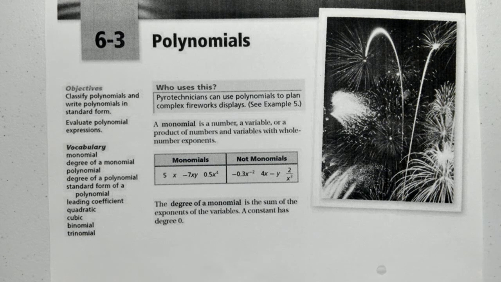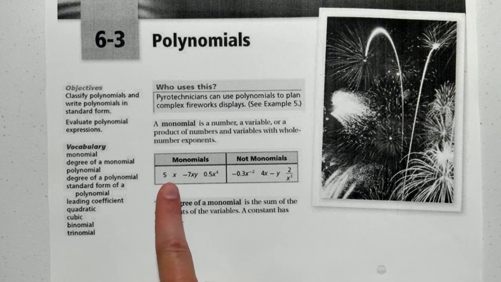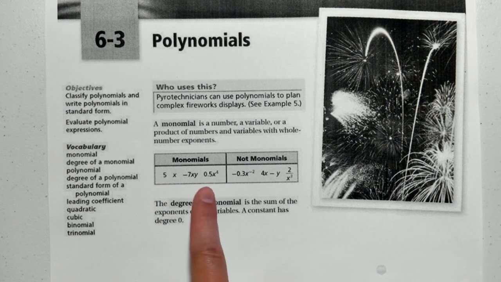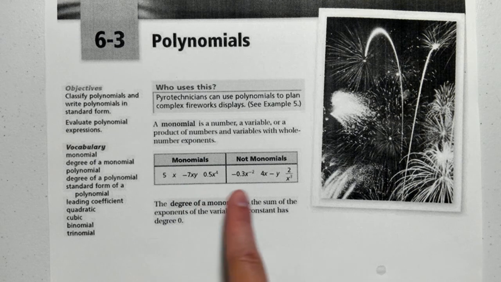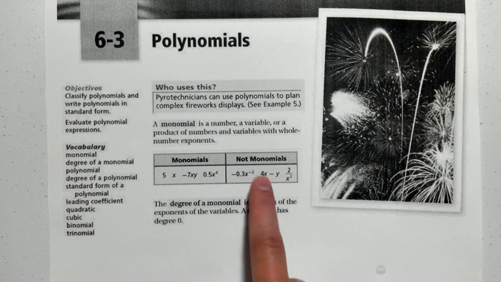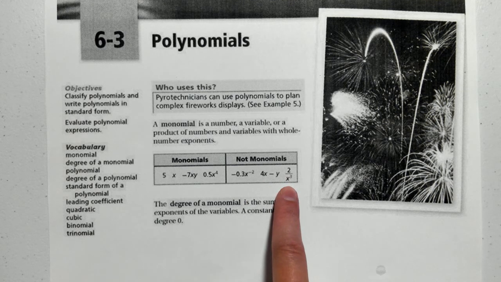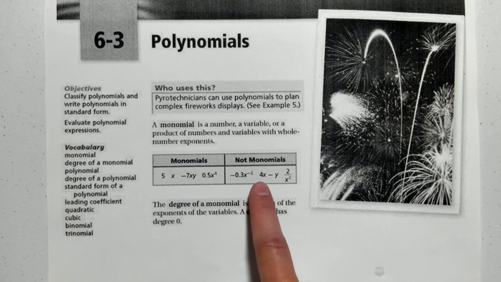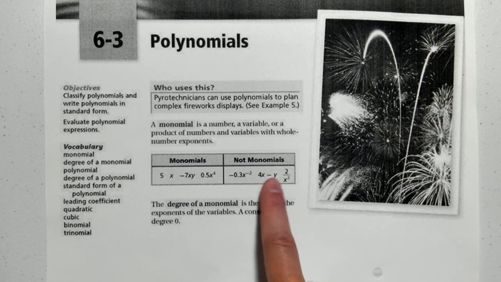A monomial is a number, a variable, or a product of numbers and variables with whole number exponents. So for some examples, we have 5x, negative 7xy, 0.5x to the fourth. Some non-examples that are not monomials: negative 0.3x to the negative second, 4x minus y, and 2 divided by x to the third power. They have to be positive exponents, and they have to be one term. This is more than one term.